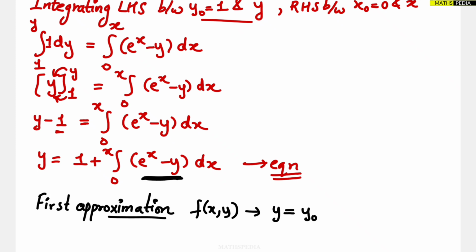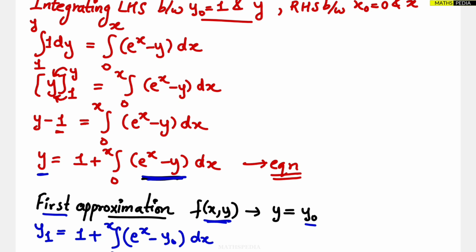So the equation becomes, see, y is sitting here, we don't need to substitute it. Remember, as I said, in the function of x and y you have to substitute y is equal to y naught. Now y becomes y1, because this is the first approximation. First approximation we find y1, second y2, like that. So y1 equals 1 plus the integration from 0 to x of e power x, which will remain as it is, minus, now here y is sitting, I have to substitute y naught. Then you put dx. That's it. That's the only change happening. So in the first approximation y equals y naught, but only in the function of x and y.